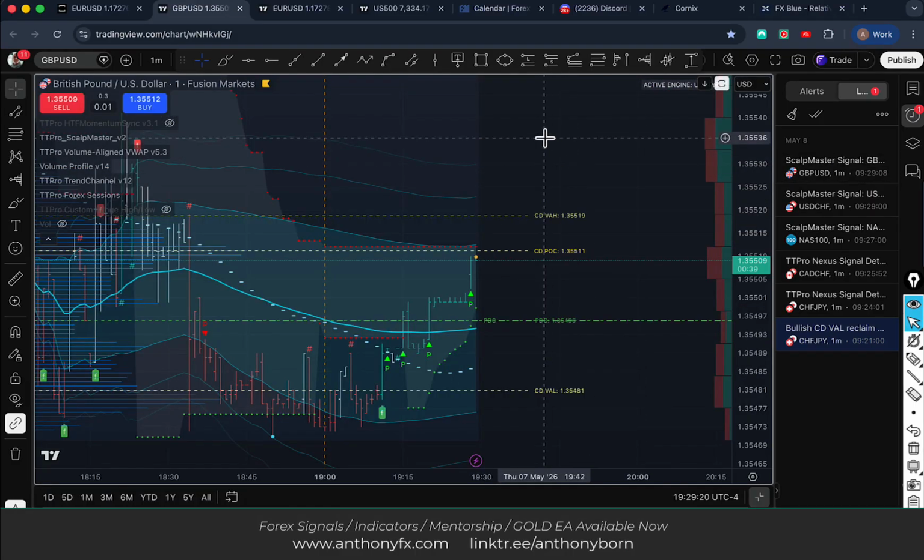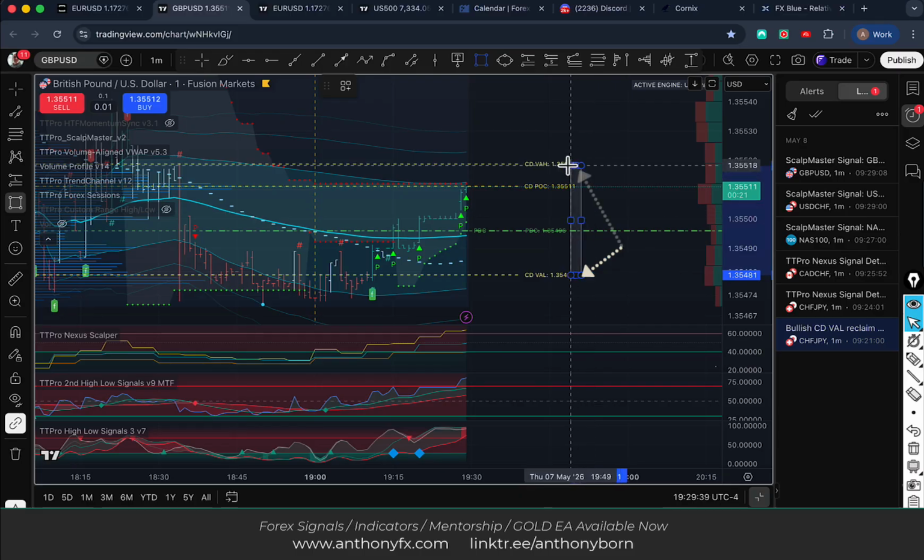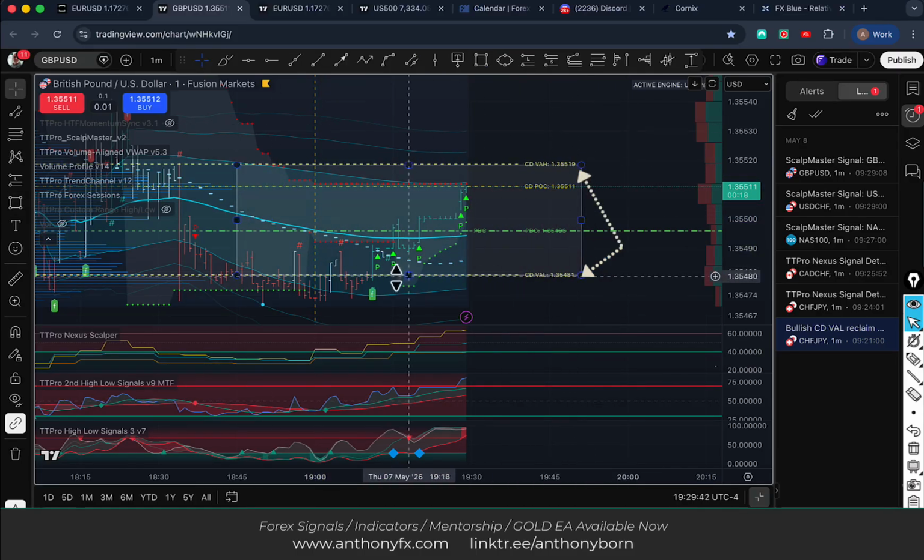Scalpmaster, double click. I'm late, too late. Oh, look at these P back down in here. All right, I've set up my signals too late. So you really want to get on board early on. See the value area low here? This is the value area low. That's the value area high. All right, and this is the fade back into value.